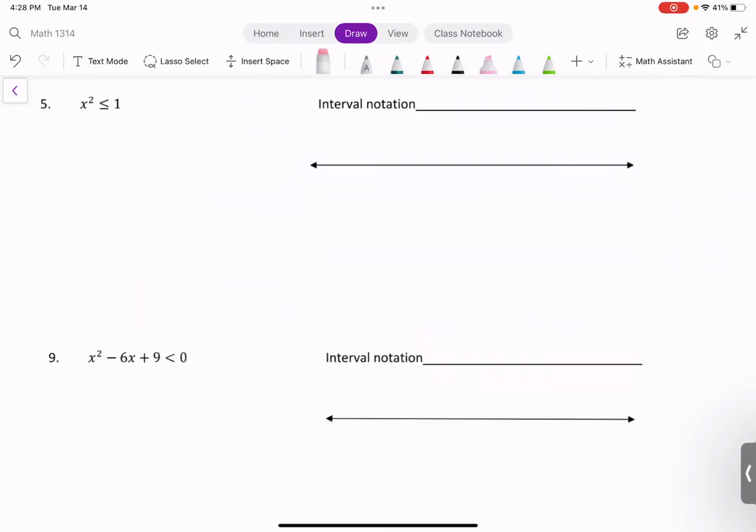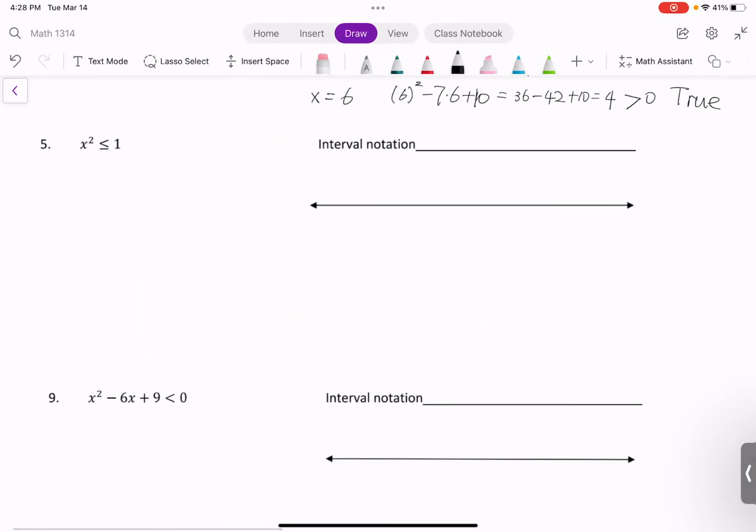We don't need to graph it because graphing it wastes a lot of time. So first we make sure that we have a polynomial greater than or equal to 0 or less than or equal to 0. If it is not, we need to make sure the right hand side is 0. So let's see this question, the right hand side is not 0. We minus 1 both sides, x squared minus 1 less than or equal to 0. Now this is a polynomial less than or equal to 0.